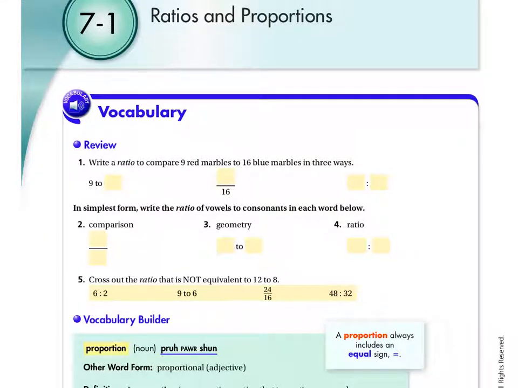All right, so we're going to look at 7-1, ratios and proportions. So as I said before, this should be a review, most of it for you. So let's look at the review portion. You can write a ratio in 3 different ways. You can either write it with the word "to," as a fraction, or with a colon in between.